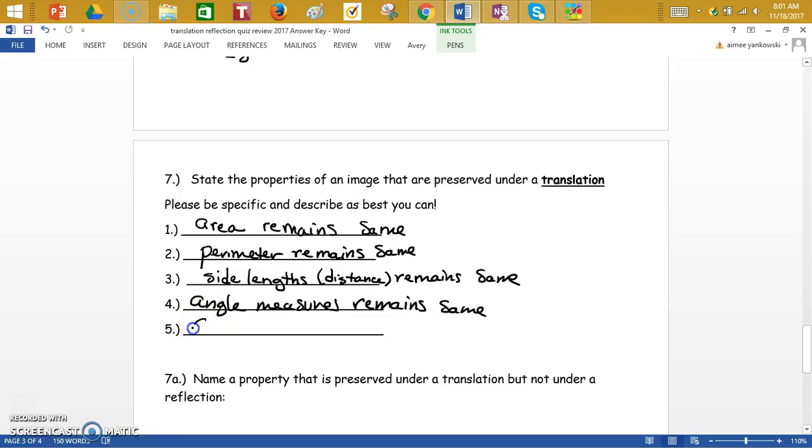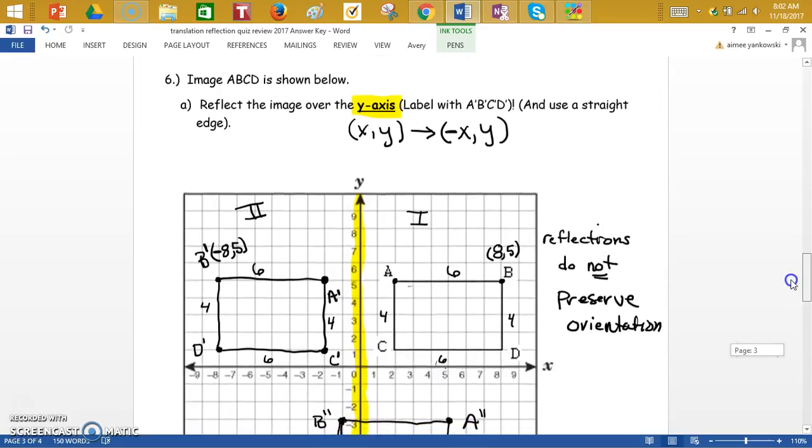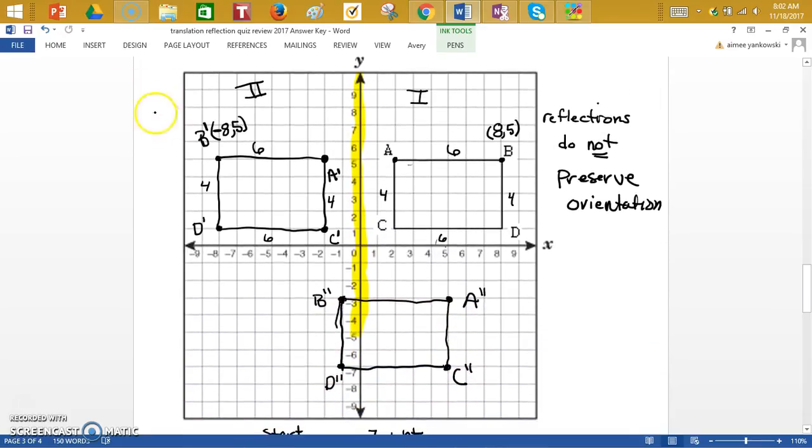I can tell you orientation. For translations, orientation remains the same. I can also tell you parallelism. Parallelism remains the same. If on A prime, B prime, C prime, D prime, if A prime, B prime is parallel to D prime, C prime, even after I translate, A double prime, B double prime must still be parallel to D double prime, C double prime.